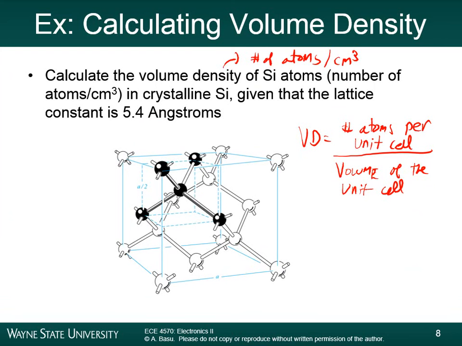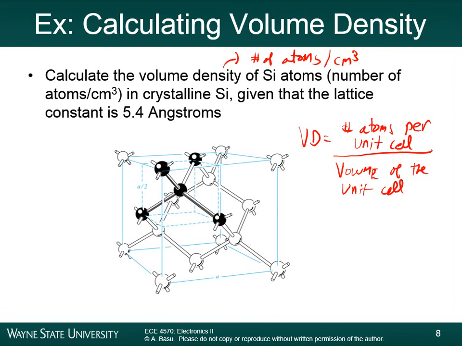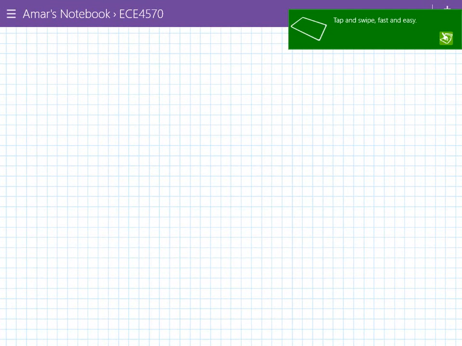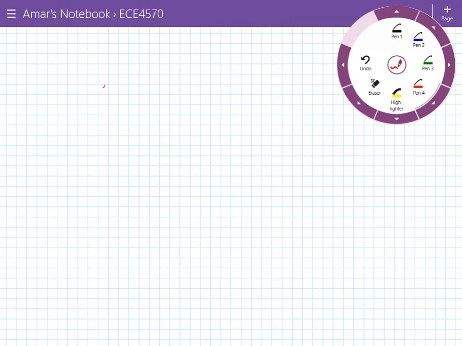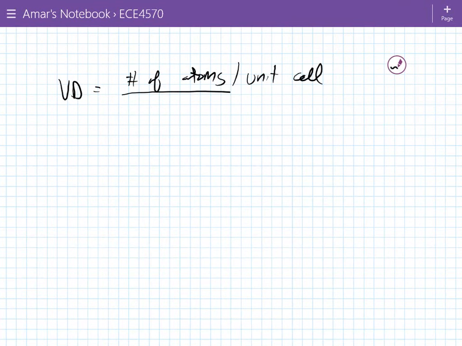All right. Ideas? Do you have ideas? Yes. Okay. So let's go over that. So the volume density is the number of atoms per unit cell divided by the volume of the unit cell.